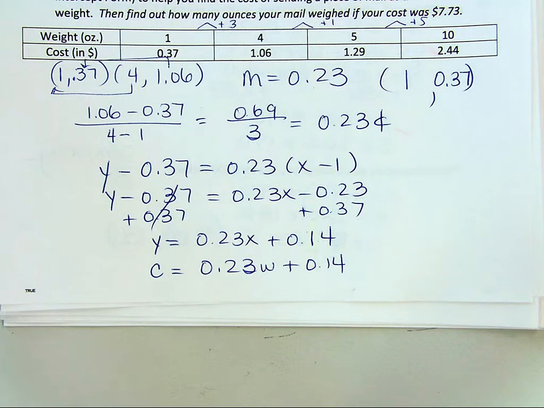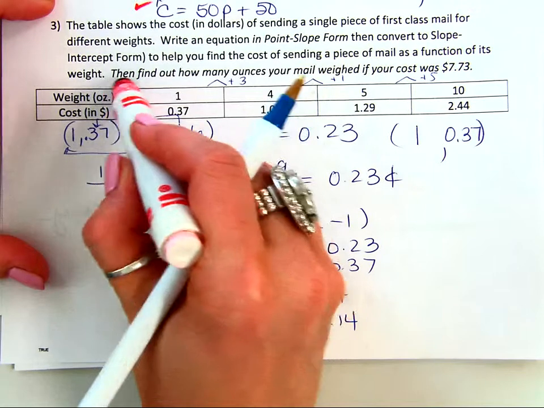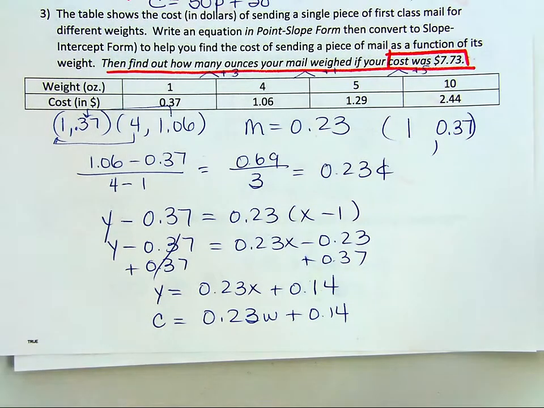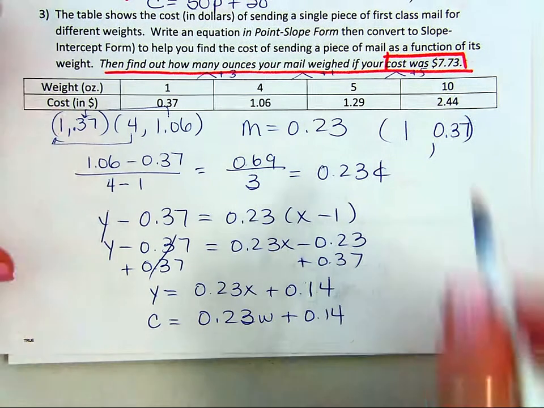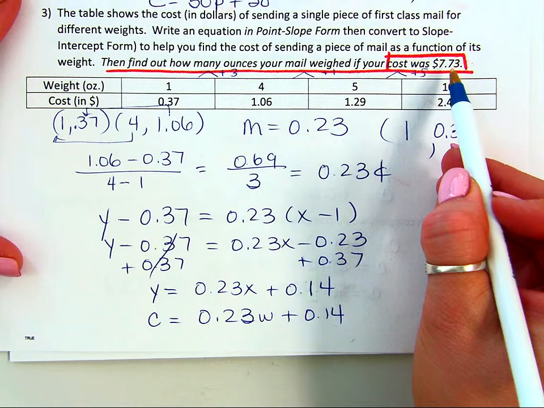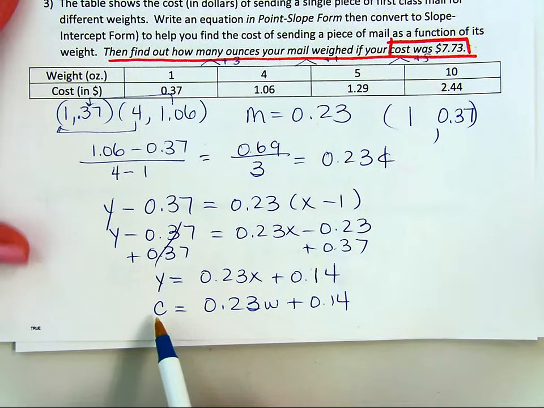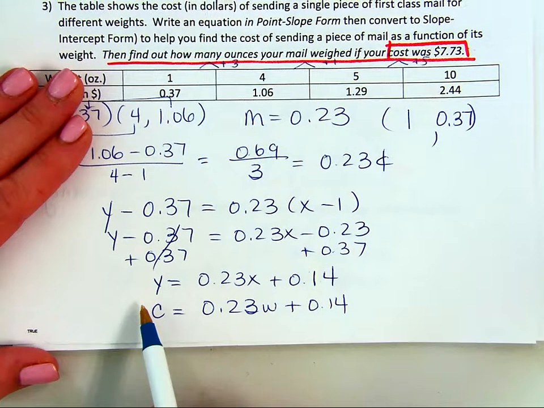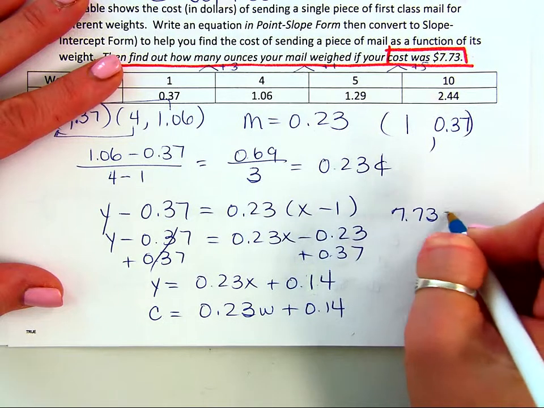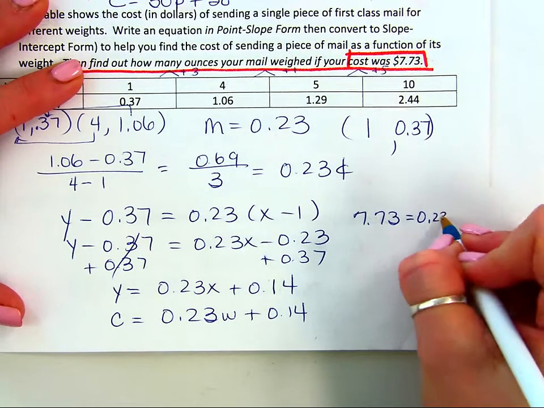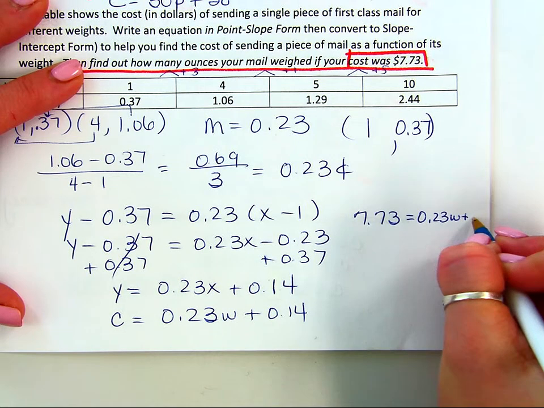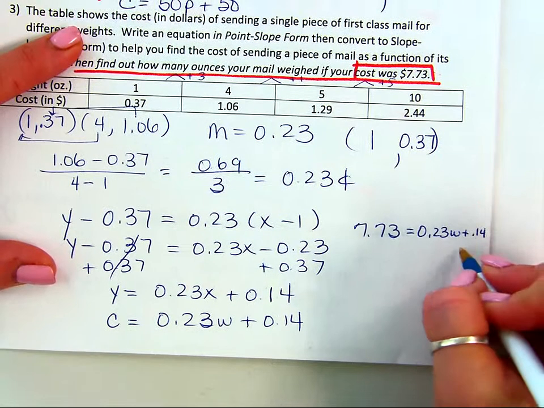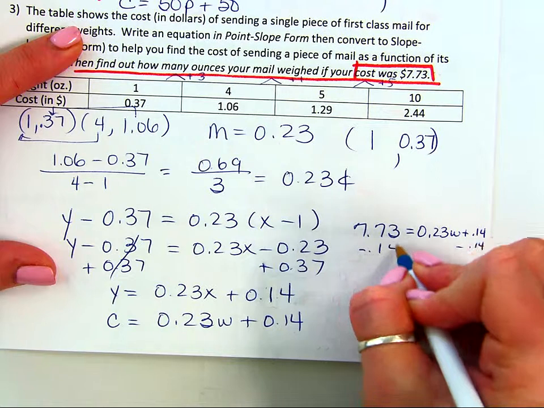So now I need to figure out how many ounces if your cost was that. So I'm almost done, almost home free. I need to know, where do I put $7.73? Well, it's pretty obvious because I put the C, right? Cost dollars will always go in for your Y. So I'm going to put 7.73 equals 23W plus 0.14. And so then you know what to do from here. You subtract your 14 cents. That's going to give you $7.59.